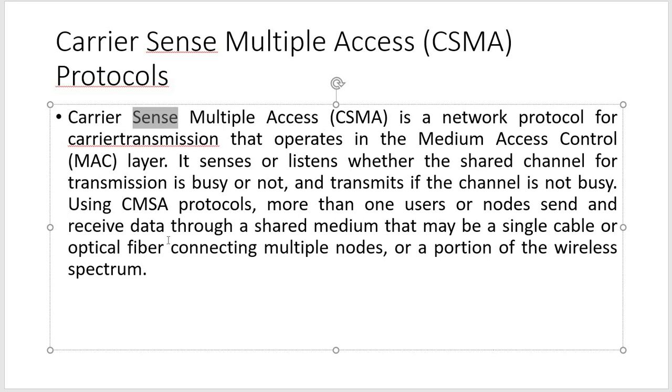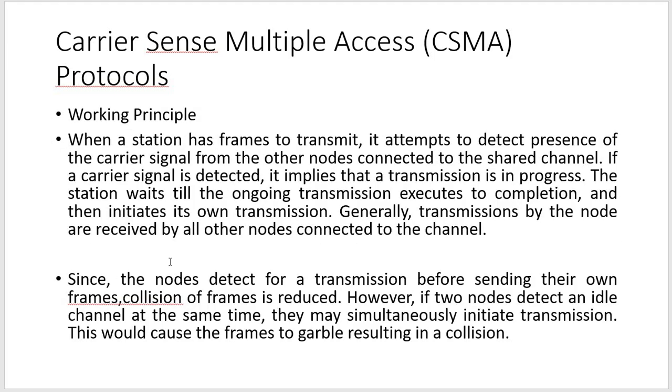More than one user or node sends and receives data through a shared medium. That may be a single cable, optical fiber cable, any other media, or wireless spectrum. So we have to maintain collision detection. How do we detect collisions, and how do we protect from collisions and interference with other transmissions? For that we need this carrier sense multiple access protocol.